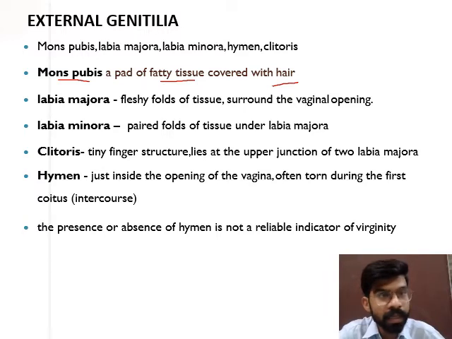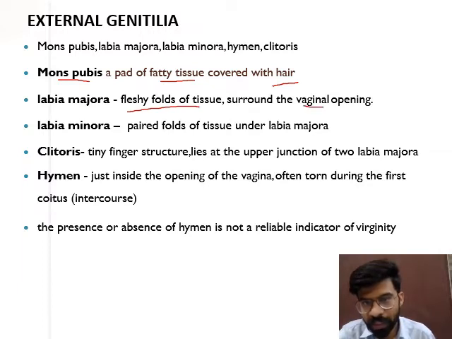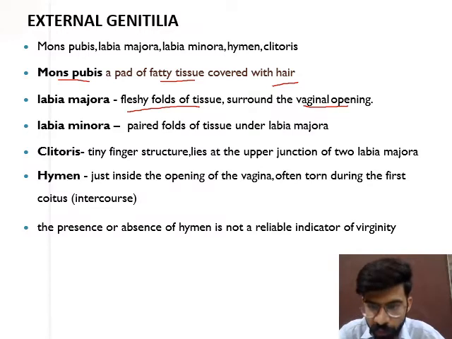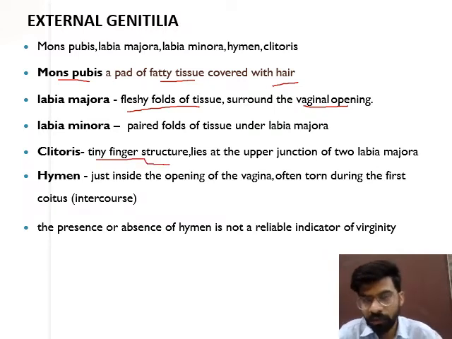Then the labia majora. Labia majora is the fleshy fold of tissue surrounding the vaginal opening. The vaginal opening is surrounded by a fold of tissue known as labia majora, and inside the labia majora there is also a paired fold of tissue known as labia minora. And then the clitoris. Clitoris is a finger-like structure. It is present at the upper junction of the two labia majora.